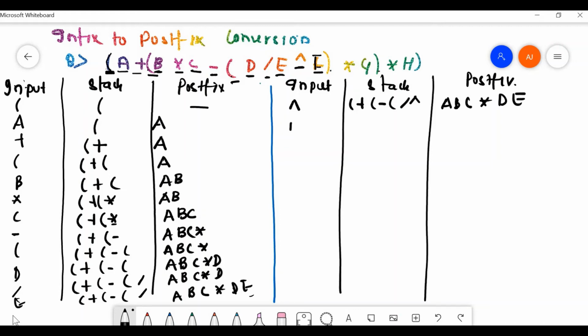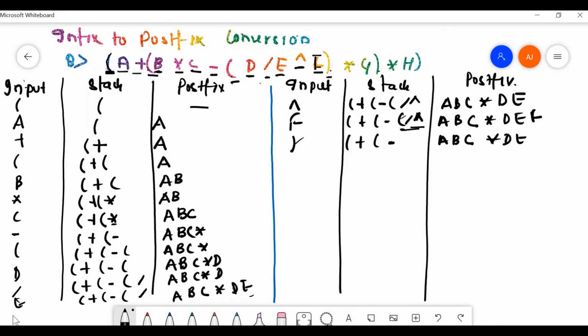Now next is f, so f comes here, so bracket plus bracket minus bracket divide power, this is power, a, b, c into d, e, f. Next closing bracket comes here. After the closing bracket is encountered, what we do, we are going to cancel the opening bracket. When closing bracket encounters, we pop out until the bracket. So we pop out all these. This cancels this one, but we have to pop out this one. So A, B, C into D, E, F.